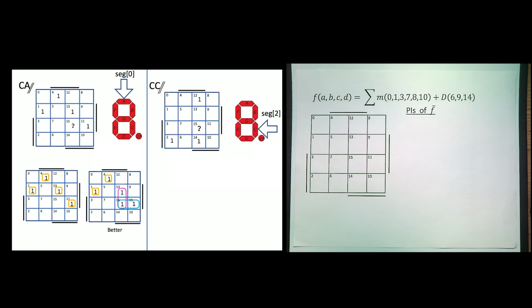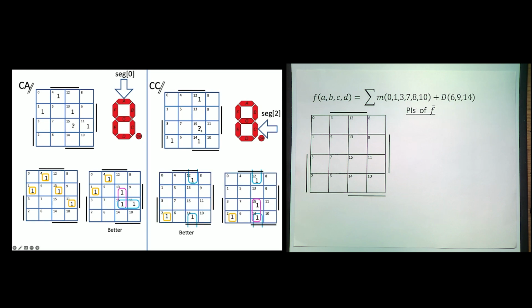What about some other segments? Let's look at the C segment. I filled in the places where C is supposed to be off, and that's for 2, C, and E. Again, I have two choices. If I make it a 0, then I get 2 product terms. If I make it a 1, I get 3 product terms. So in this case, it's better to make it a 0.